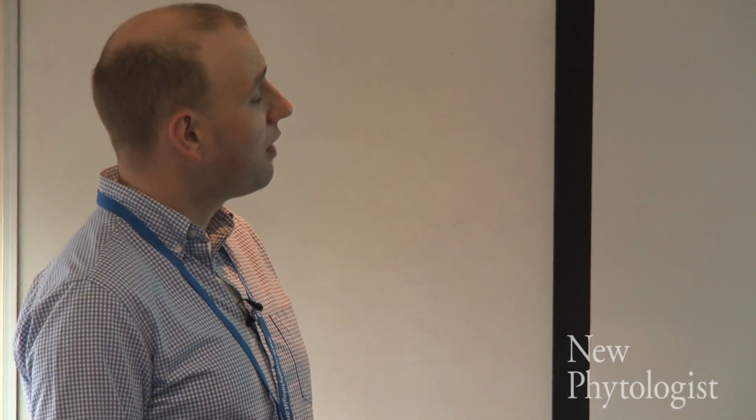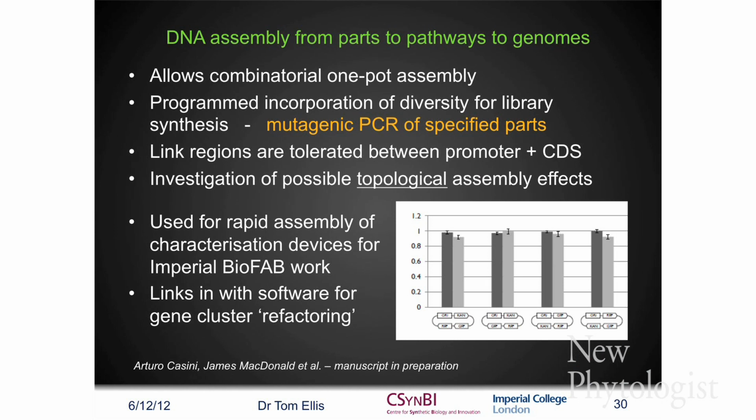So this, our first attempt at this DNA assembly, has worked reasonably well. We can do combinatorial one-pot assembly of several parts. We can incorporate diversity for library synthesis within the process by doing mutagenic PCR of specific parts as the assembly is occurring. That's really nice. That means we can build something, and within the process one part becomes a library.